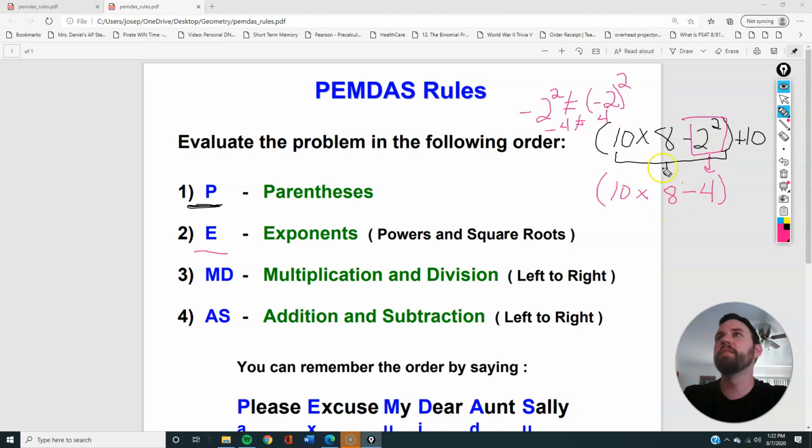Now I'm still within that parentheses. I have to do that whole thing before I worry about this plus 10. So next I'm going to go, do I have a multiplication or division? Why, yes I do. I have 10 times 8. 10 times 8 is 80. So I have 80 minus 4. This plus 10 is still just going along for the ride because we aren't out of the parentheses yet.